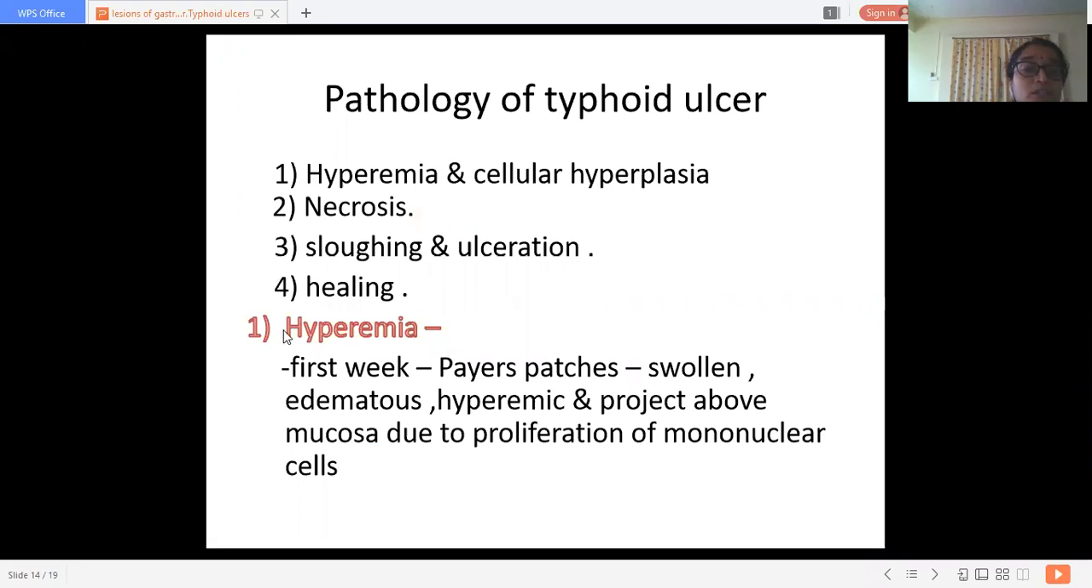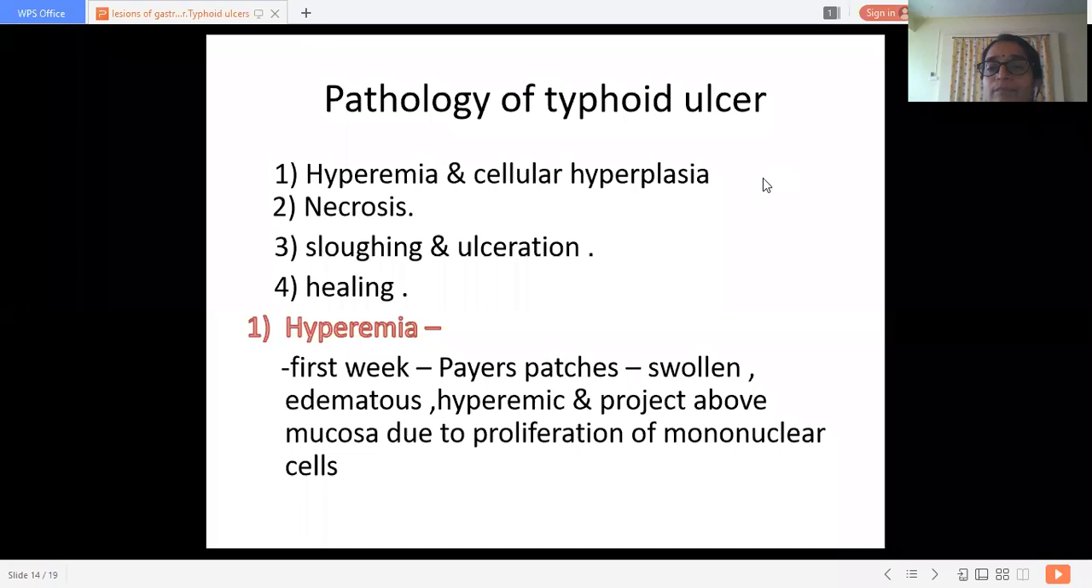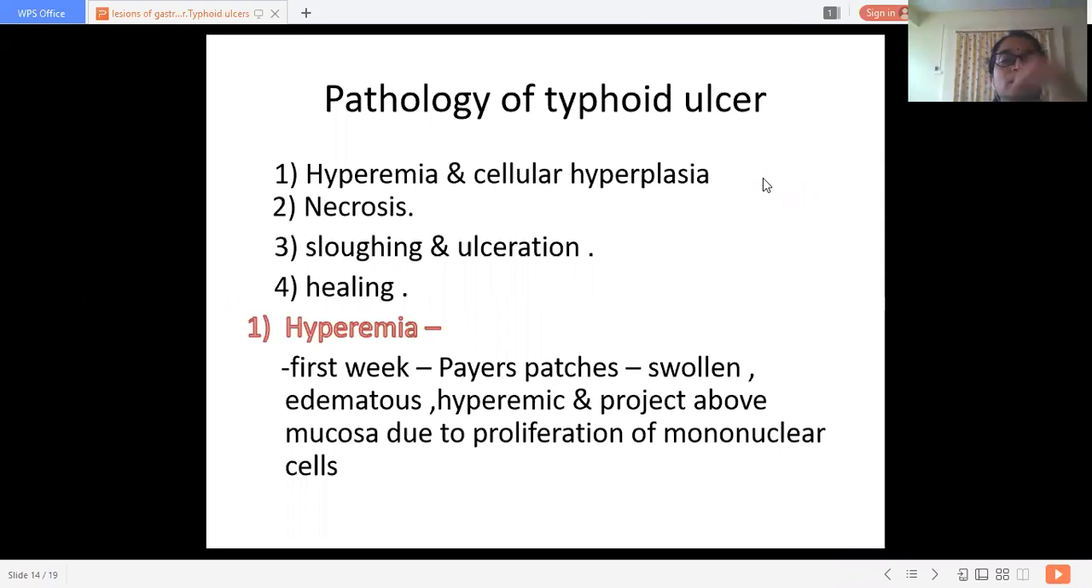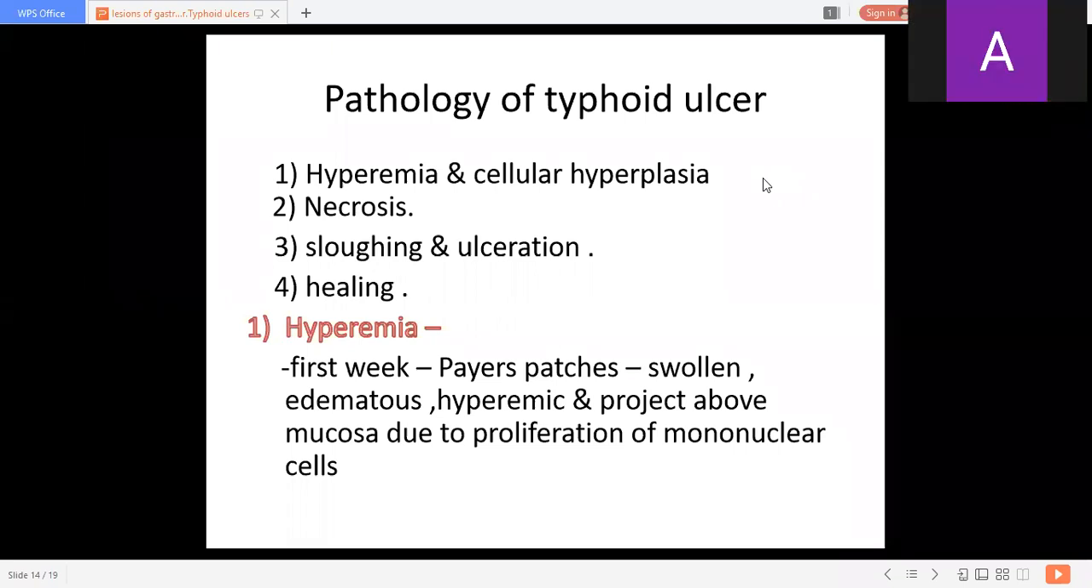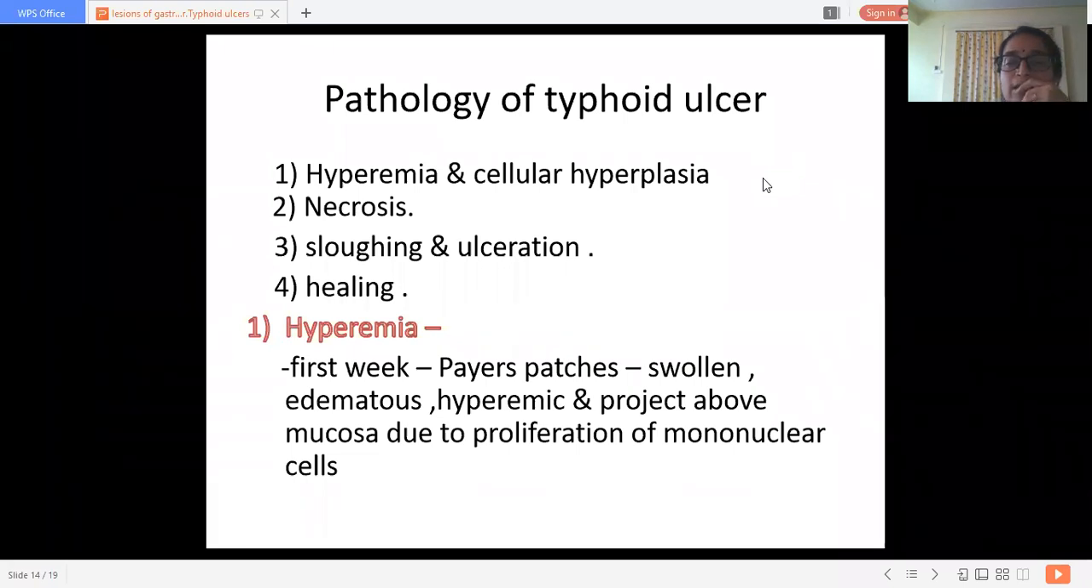Now the first stage, hyperemia. What is the meaning of hyperemia? Yes, Anjali. Excess of blood in the vessels. Excess of blood in the vessels. Okay, anyone else want to add to this?